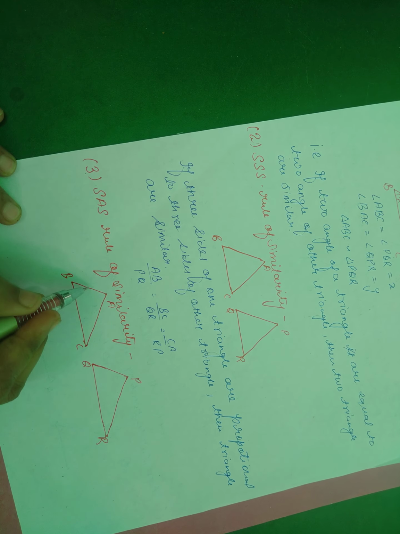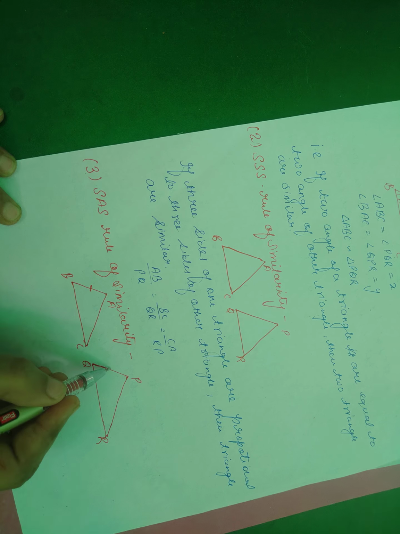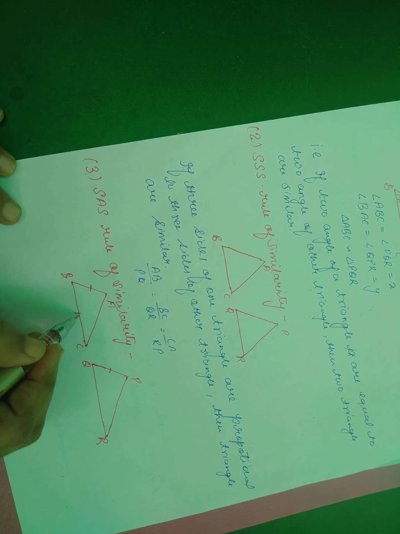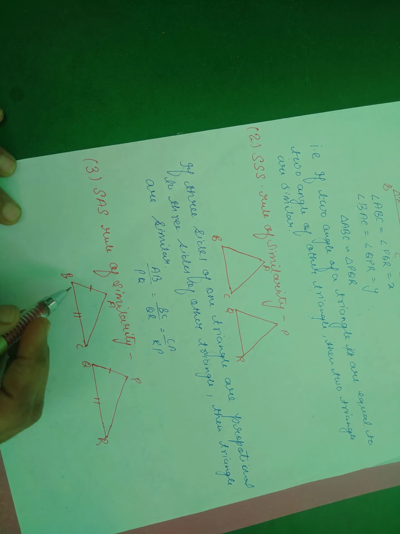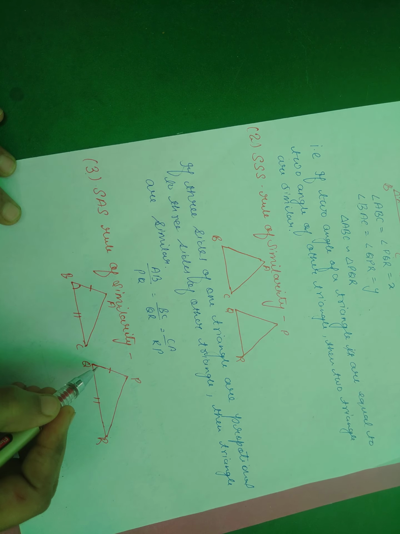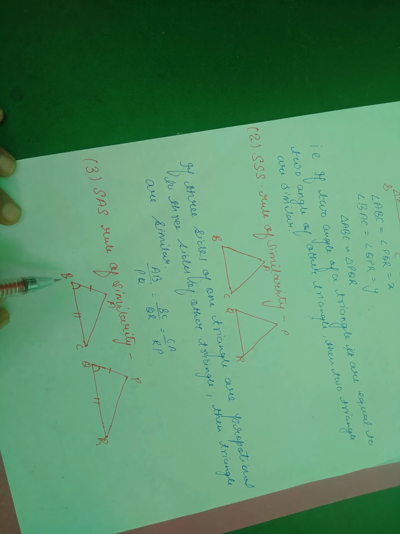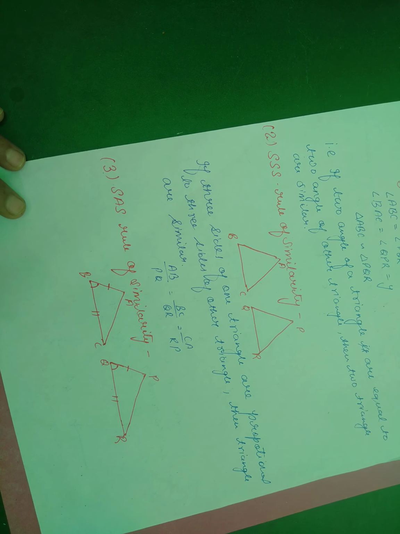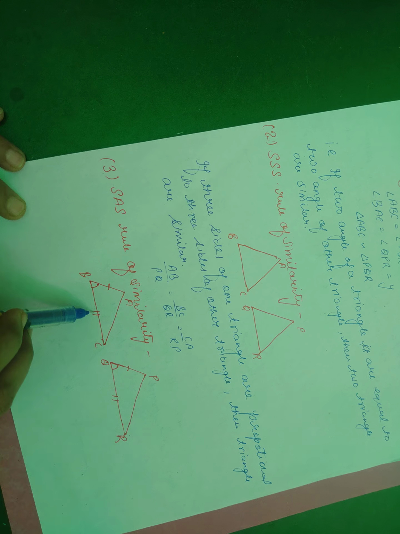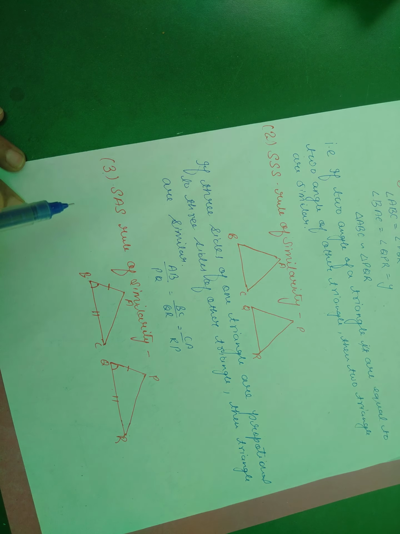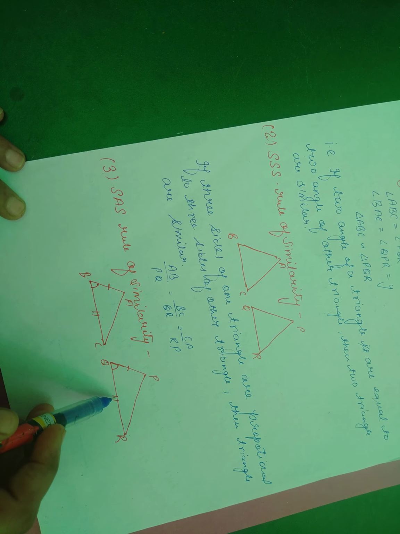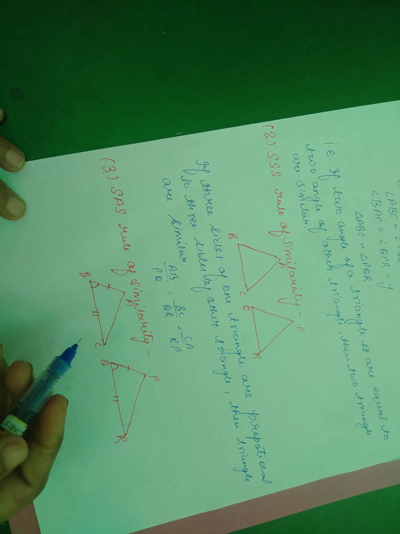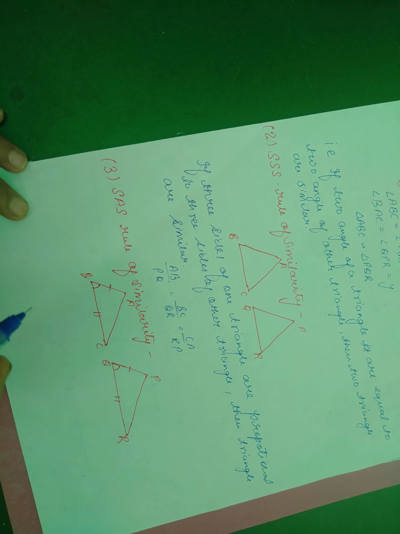In this, this side is proportional to this side, and this side is proportional to this side, and this angle is equal to this angle, angle B equal to angle Q, and this is the included angle of the two sides. So what will the definition become? If two sides and the included angle of one triangle are equal to two sides and the included angle of the other triangle, then the two triangles will be similar, right?